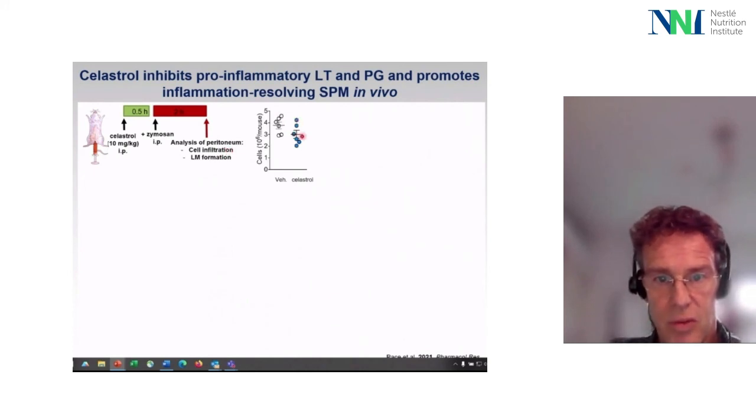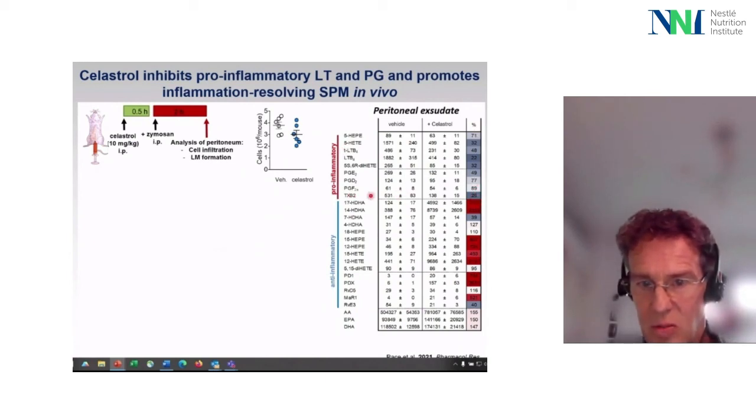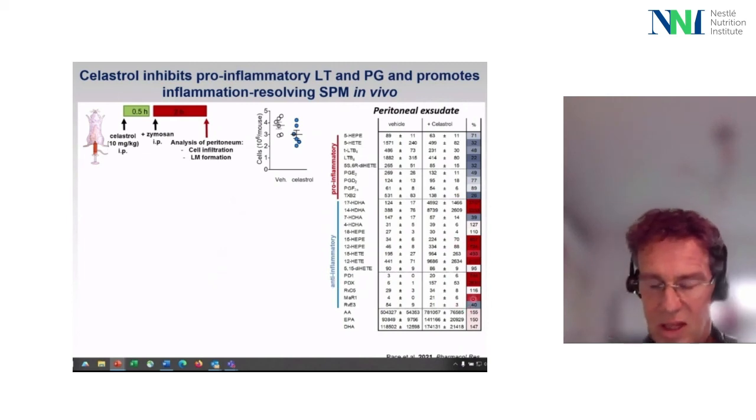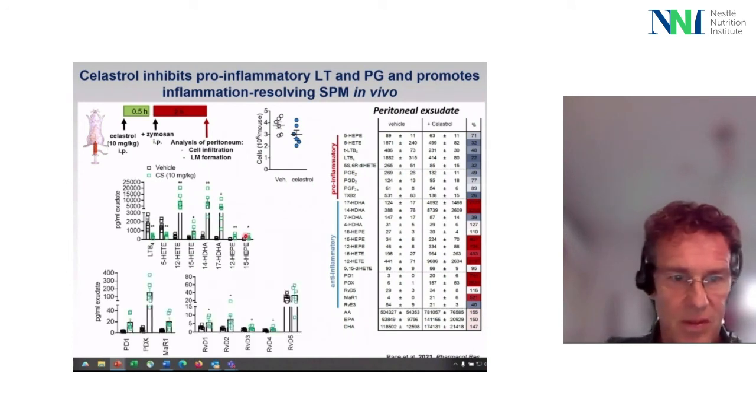Neutrophil influx was reduced by celastrol, and importantly, what we find is that the pro-inflammatory 5-LO products and prostaglandins are downregulated by celastrol, whereas the SPM precursors and the SPMs are significantly increased in vivo. Here we can see this in bar charts. 5-LO products downregulated, 12/15-LOX products increased, celastrol in green, and this is translated into higher protectin, maresin, and resolvin formation.